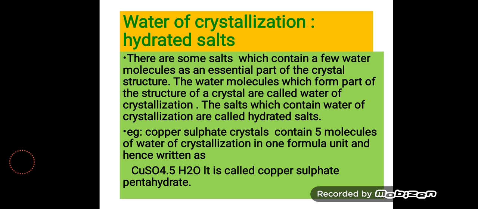For example, copper sulfate crystals contain 5 molecules of water of crystallization in one formula unit and hence are written as CuSO4·5H2O. It is called copper sulfate pentahydrate.